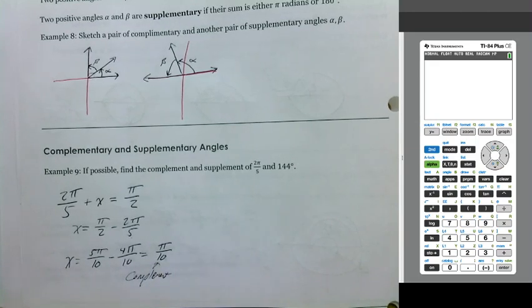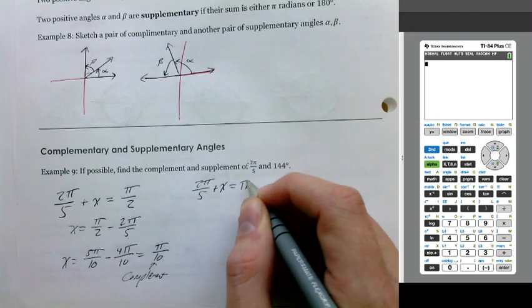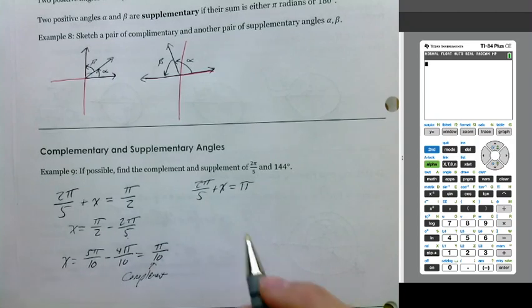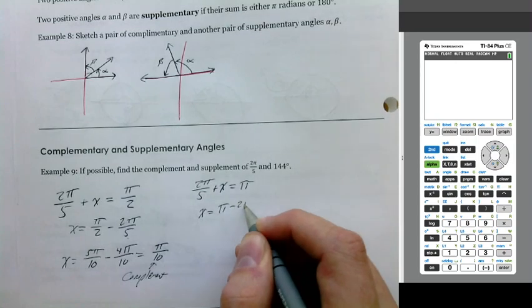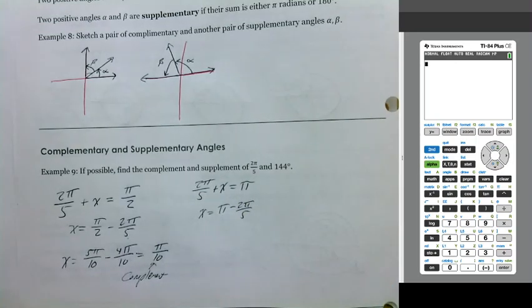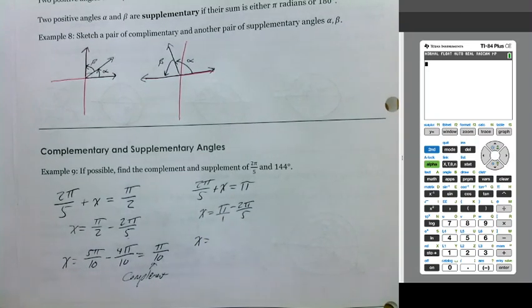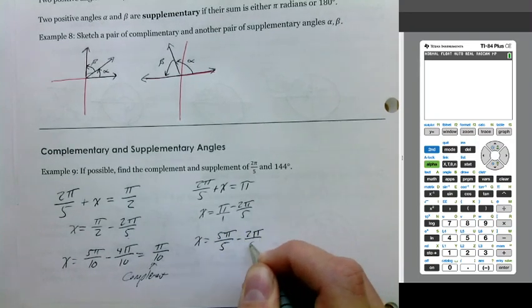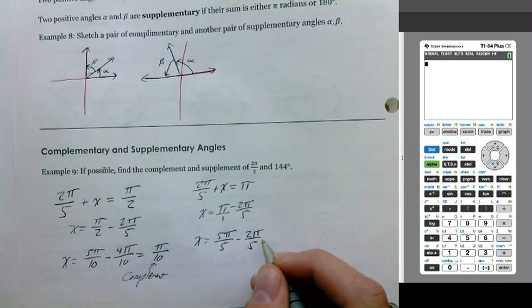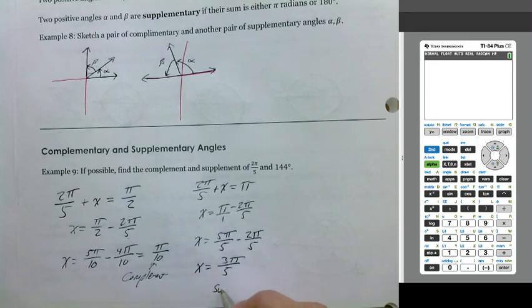Right? So now let's find the supplement for that 2 pi over 5. So what do we have to add to 2 pi over 5 to be the supplement? In other words, we have to add to get pi, right? That's from up above. So what are we going to do? Same thing. Subtract the 2 pi over 5, but this time from pi because we want them to be supplementary, not complementary. But this pi is really pi over 1, so we need a common denominator of 5 here. So pi over 1 becomes 5 pi over 5, and this one already has a denominator of 5, so we're good. And when we subtract those two, we find that x equals 3 pi over 5. So this would be the supplement of 2 pi over 5.